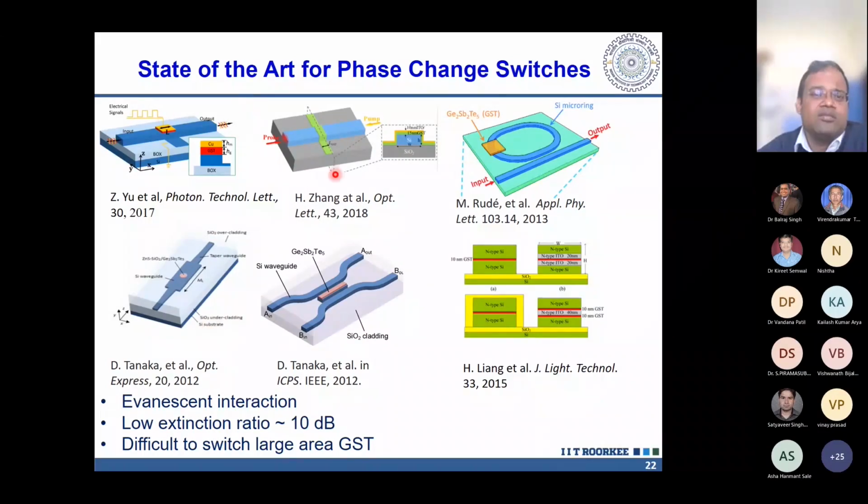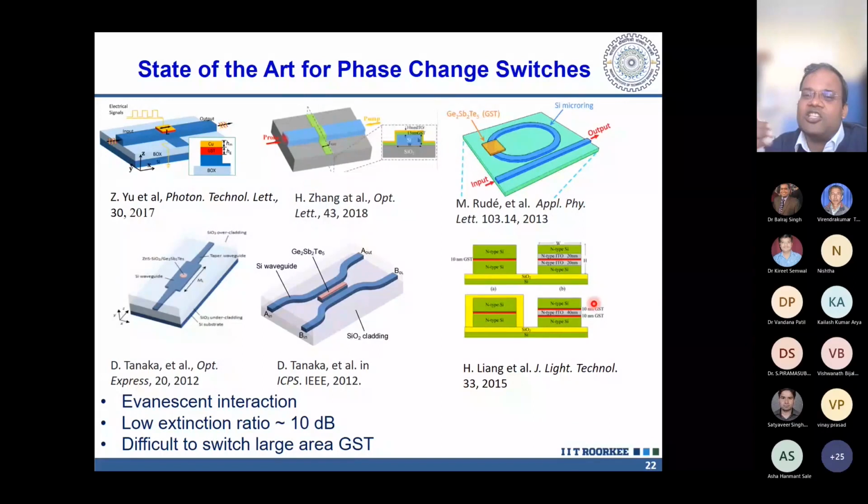So most of the time, what they have been doing is integrating GST on top of the material, that is silicon here. You can see this does not give the optimum performance because there is evanescent interaction, and you can simulate it and you will find this gives a limited extinction ratio, at the most 10 dB. 10 dB is also on the higher side. Also in this case, they have a large size GST, which is difficult to switch. When you are switching from amorphous to crystalline and vice versa, some part of the material is not phase changed.